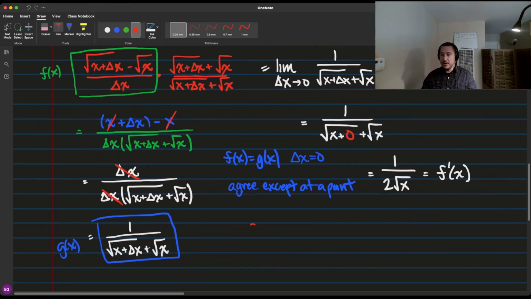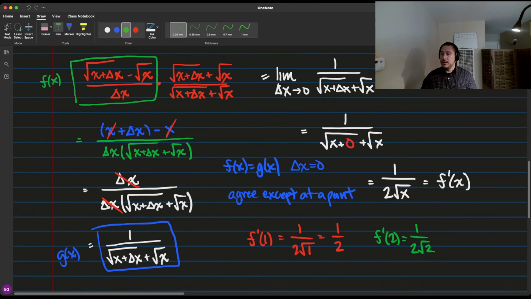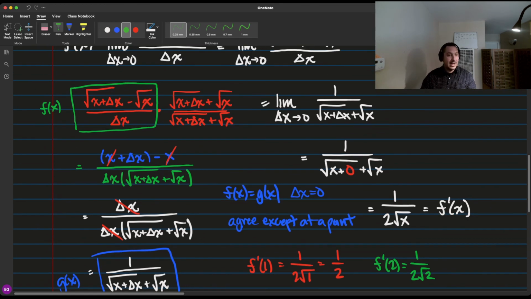So like, if we want to find the slope of the tangent line at 1, we just plug into this function. You get 1 over 2 root 1, which is just 1/2. Apparently the slope of the tangent line at 1 is 1/2. If you wanted to find the slope of the tangent line at 2, you just plug into this function, 1 over 2 root 2. Boom. That's the slope of the tangent line at 2. It's now an easy thing of plugging into that formula.